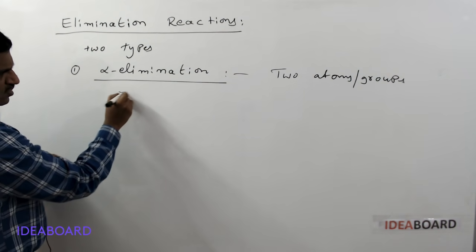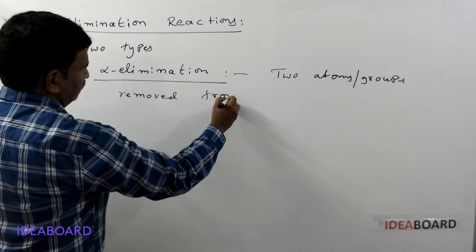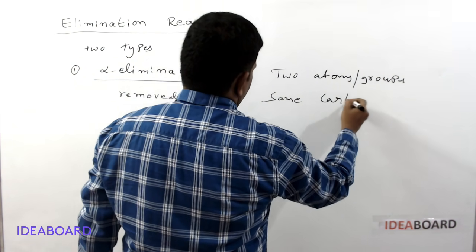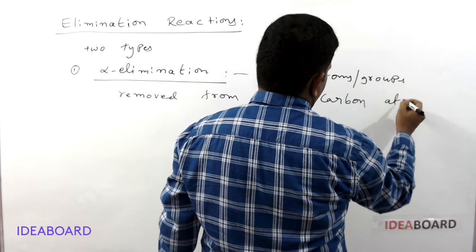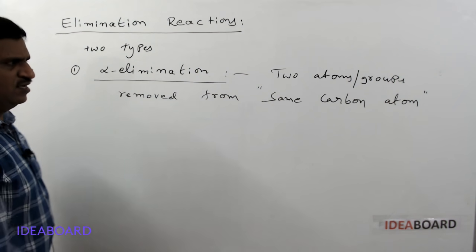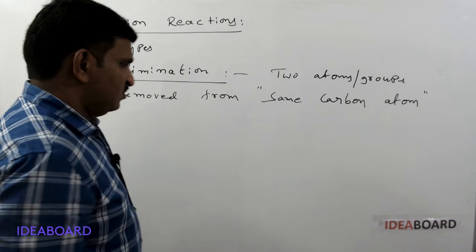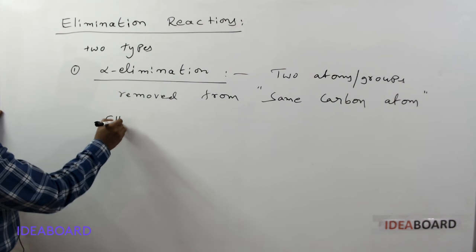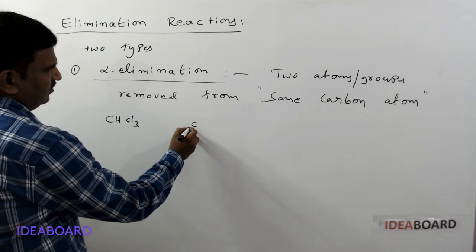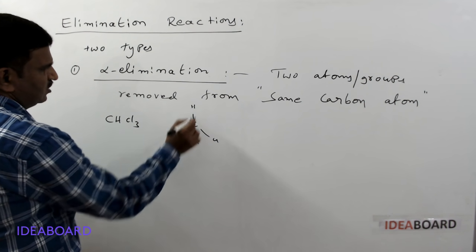are eliminated or removed from the same carbon atom, if you are removing the atoms or groups from the same carbon atom, then that is called alpha elimination. For example, I am taking CHCl3, which is called chloroform. Here chloroform has a structure like this. Here chlorine, another chlorine, and hydrogen are present.